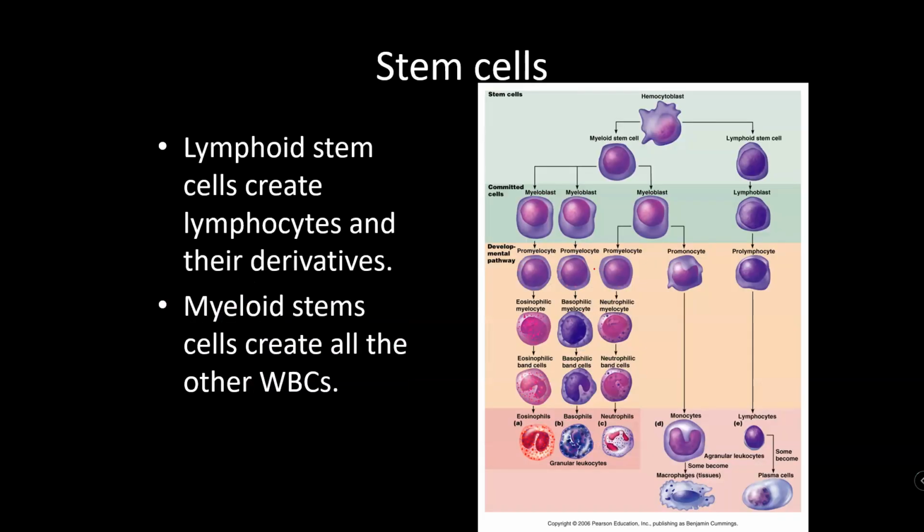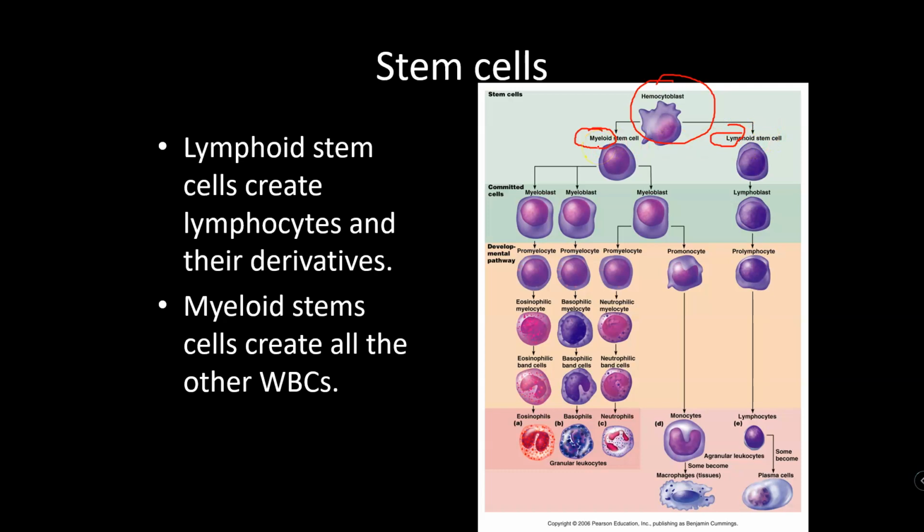Okay. The stem cells that are going to give rise to our white blood cells. We still start with the same hemocytoblast that makes all of the red blood cells as well. When the hemocytoblast differentiates this time, though, it becomes one of 2 types of stem cells, either the myeloid stem cell or the lymphoid stem cell, and I circled that poorly.